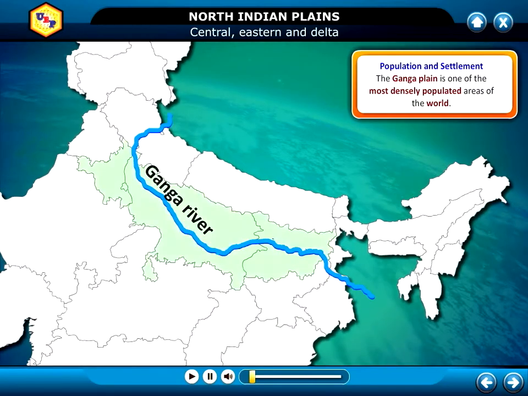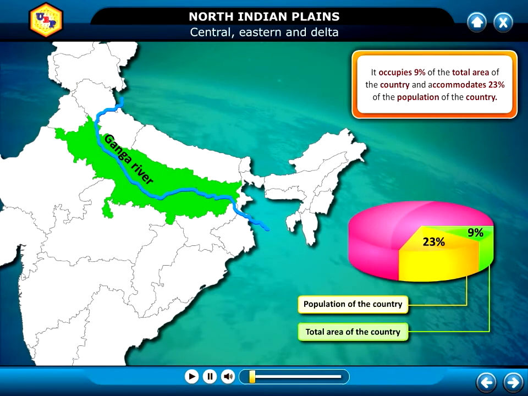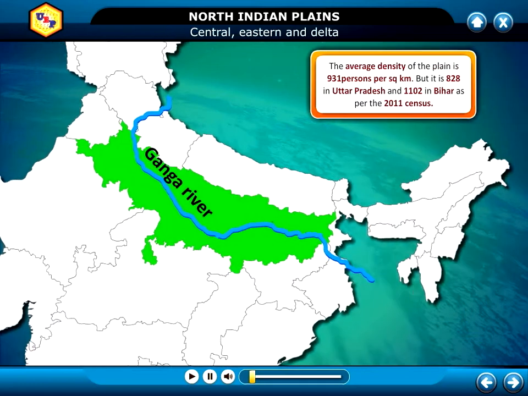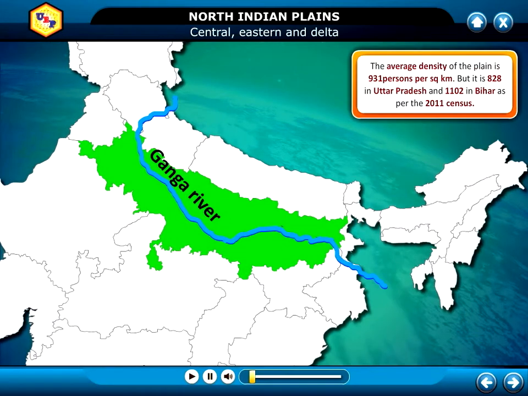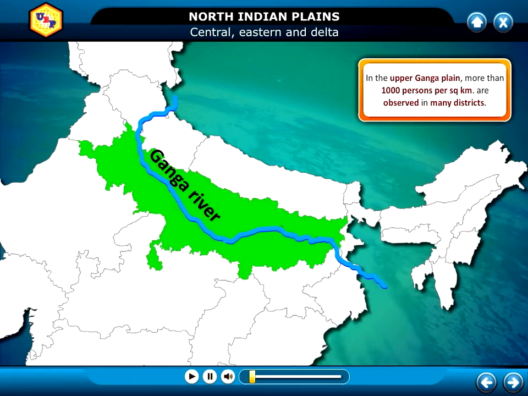Population and settlement. The Ganga plain is one of the most densely populated areas of the world. It occupies 9% of the total area of the country and accommodates 23% of the population of the country. The average density of the plain is 931 persons per square kilometer, but it is 828 in Uttar Pradesh and 1102 in Bihar, as per the 2011 census. In the upper Ganga plain, more than 1000 persons per square kilometer are observed in many districts.